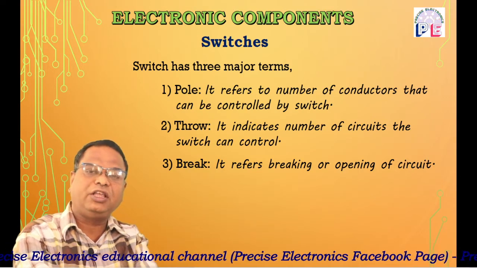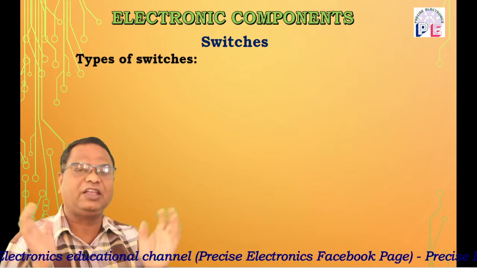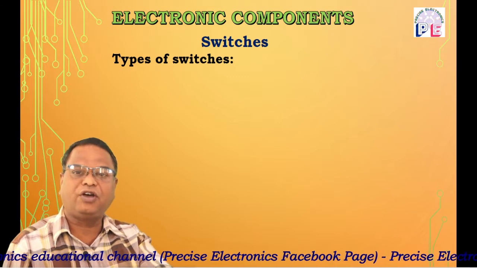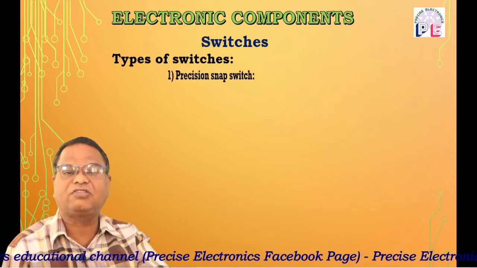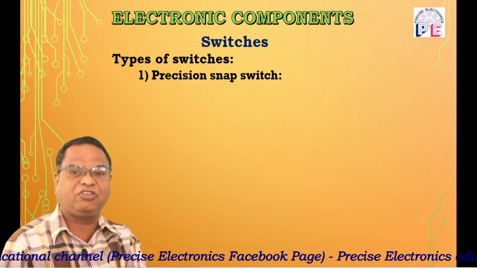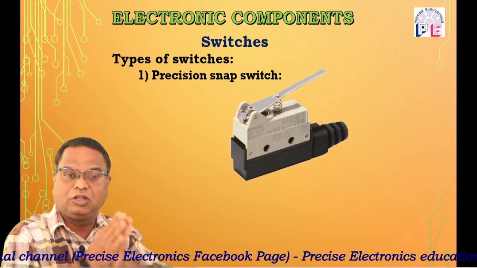Now we are going to study the various types of switches used in electronic appliances, electronic industrial appliances, or in domestic appliances. The first switch is the precision snap switch. The actual diagram of the precision snap switch is going to be displayed on your screen.